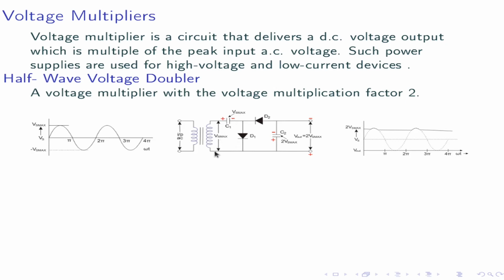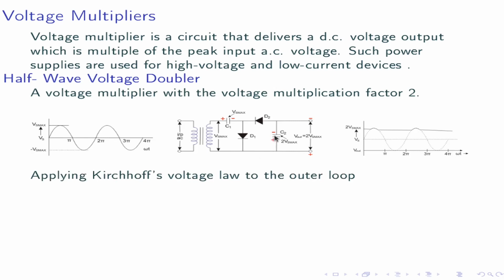In the next half cycle, this is positive, therefore D1 is reverse biased and D2 is forward biased, so it passes through this way. Therefore the capacitor C2 charges to a maximum of Vs max. So in effect, here we have Vs max and here we have Vs max. If you measure the voltage across the capacitors, we get Vs max plus Vs max, that is 2 Vs max. Let us analyze this using Kirchhoff's voltage law, the outer loop.